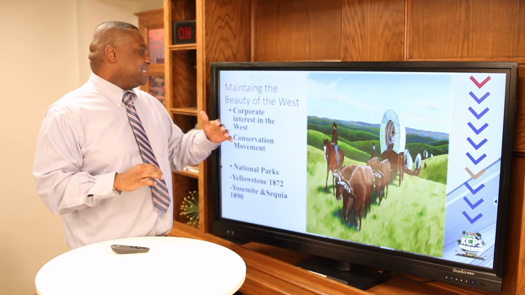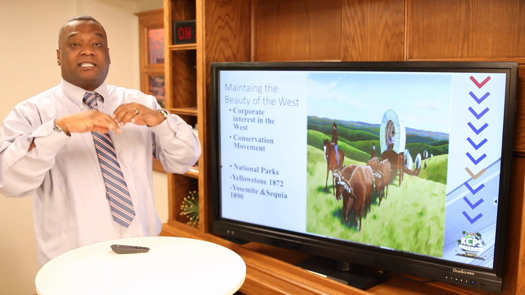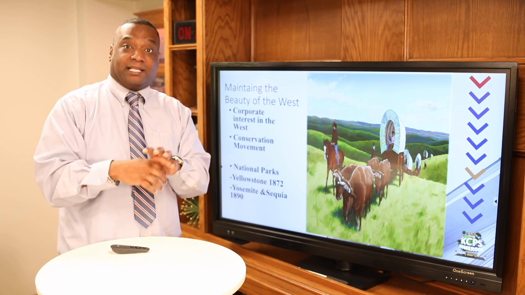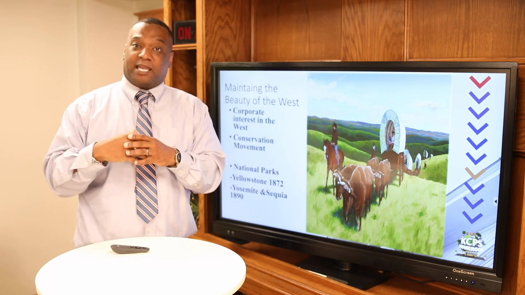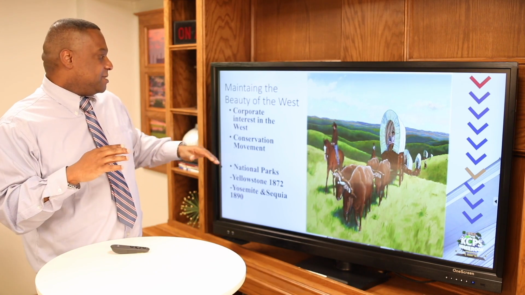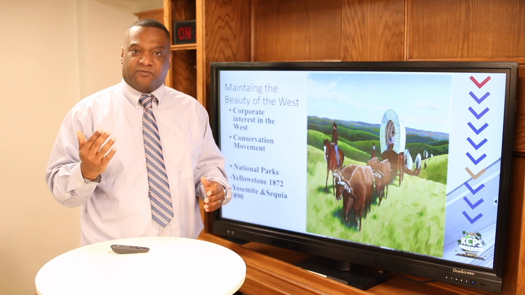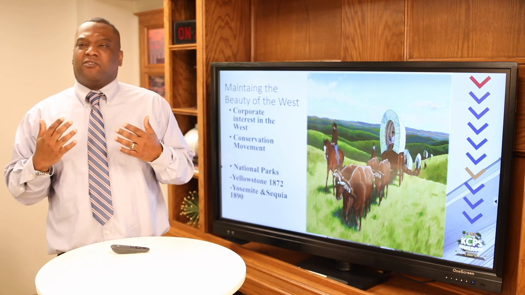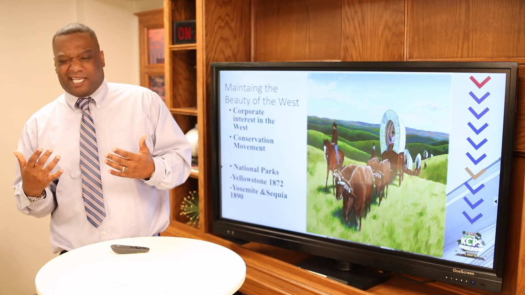So, maintaining the beauty of the West. There was a lot of corporate interest in moving west, because you have these waterways, you have these ponds. They wanted to own those rights. Then you're going to see the start of the conservation movement. Okay? If I own a farm, I still need water, right?